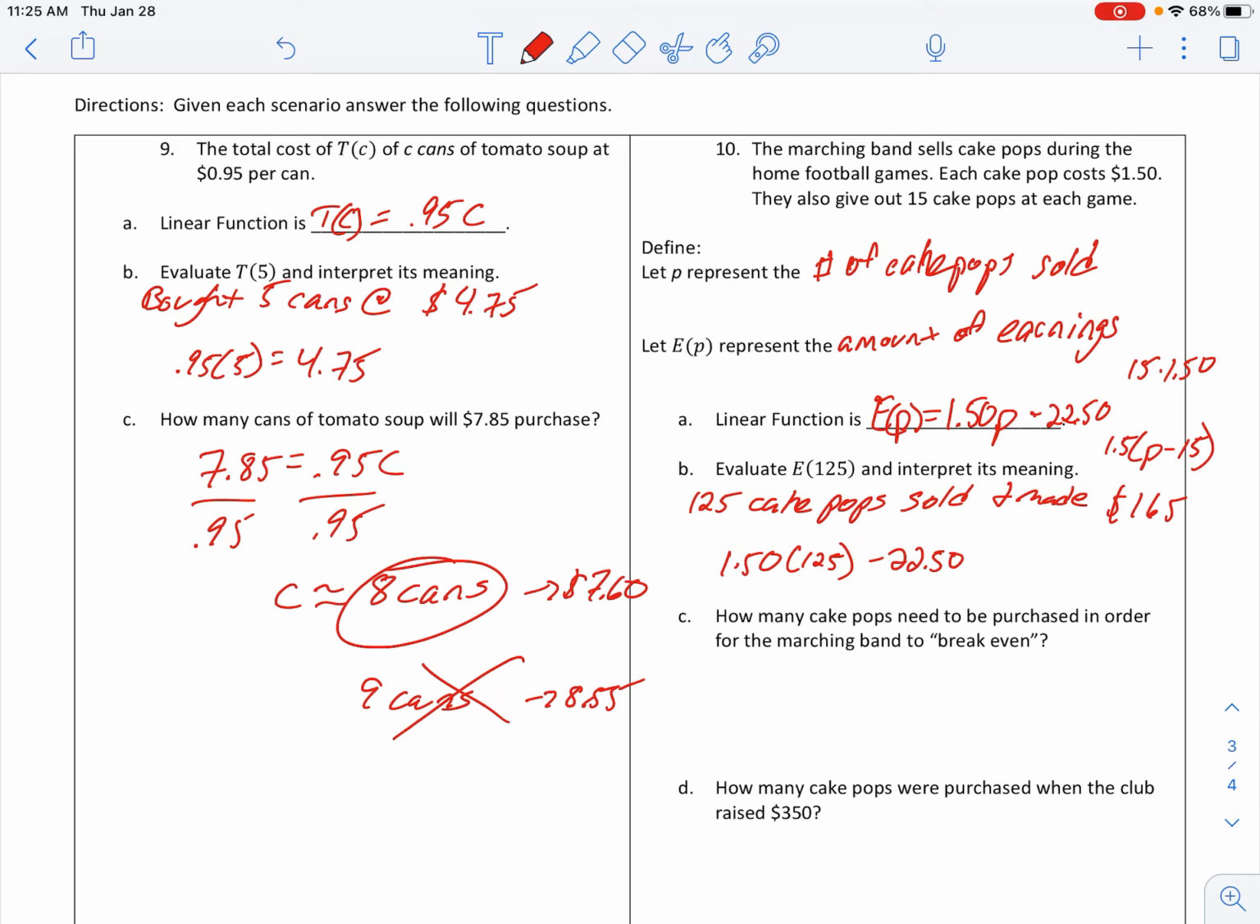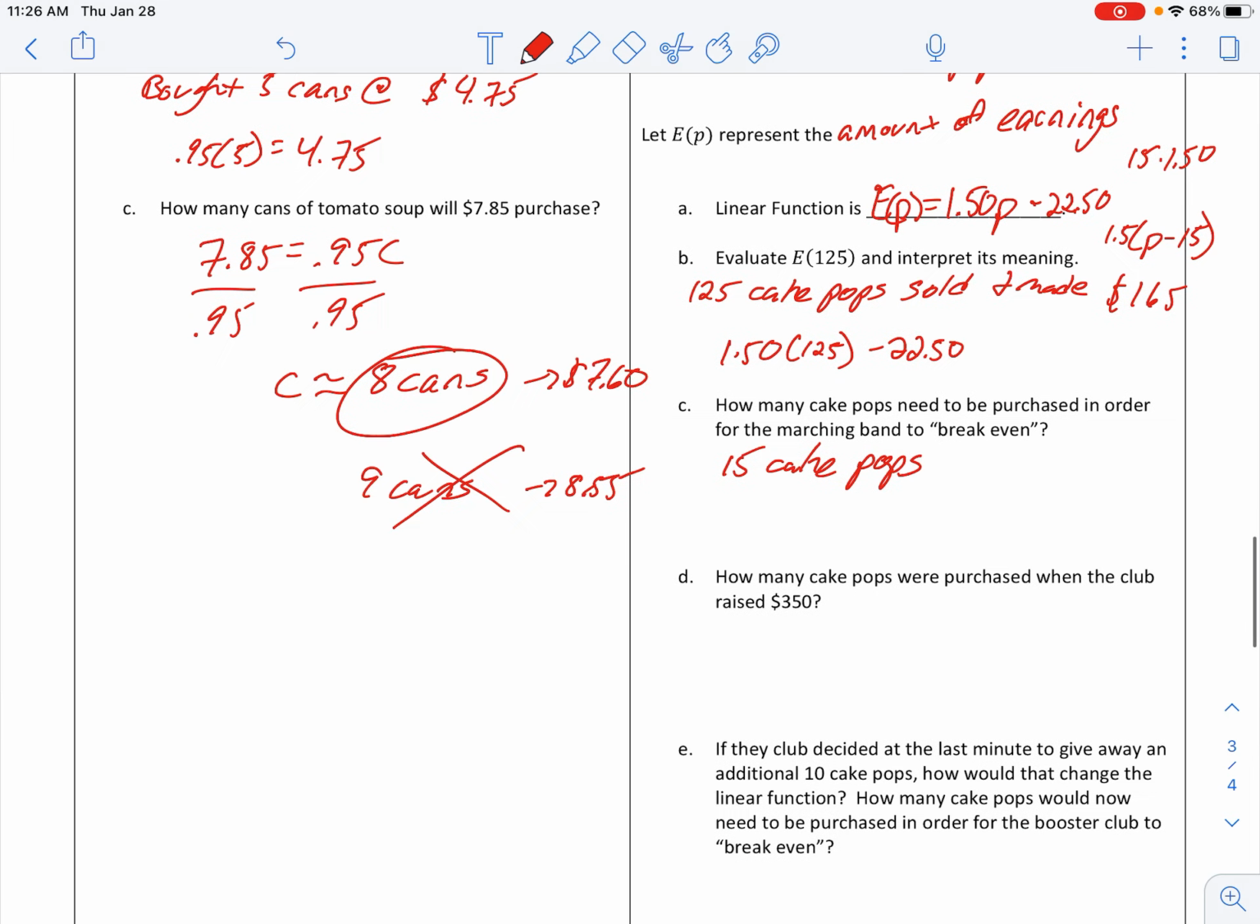How many cake pops need to be purchased in order to break even? Again, break even is where you go from negative to 0. That's the break even point. So I need to recoup the cost of those 15 cake pops. I would need to sell 15 of those to break even on the ones I gave away.